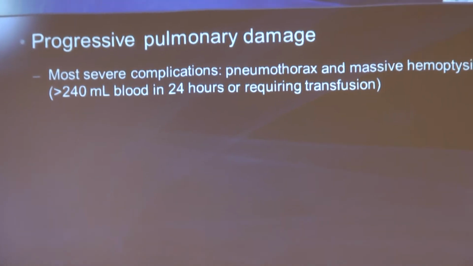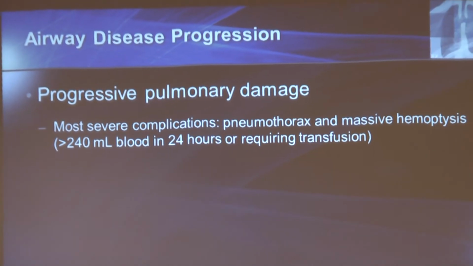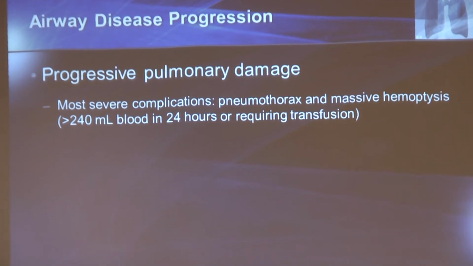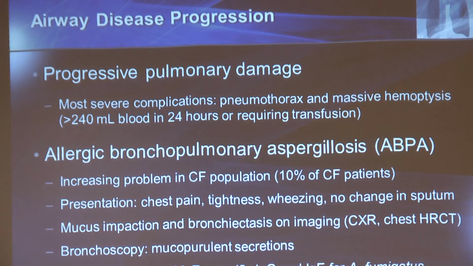I mentioned some of the complications, the more severe ones, pneumothorax and large amounts of bleeding. It's not uncommon to see small amounts of bleeding because of the inflammation eroding small blood vessels in the lung. But seeing a lot is, of course, a very worrisome, very scary thing. Occasionally it can be life-threatening. There are ways to treat that, but they involve getting involved early with the hospital.